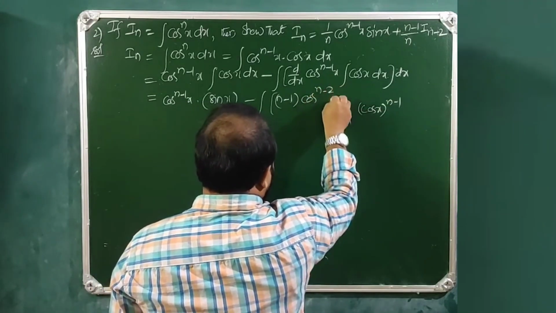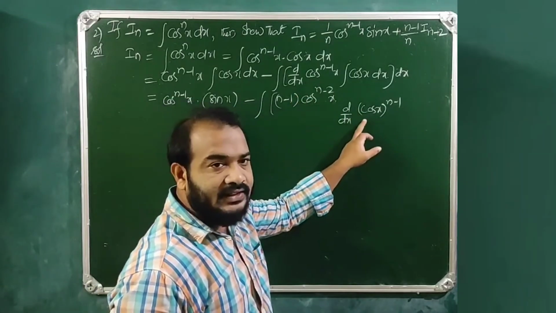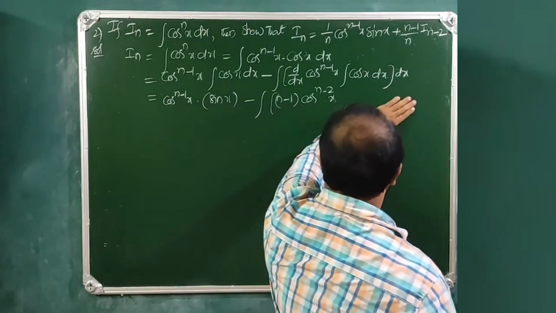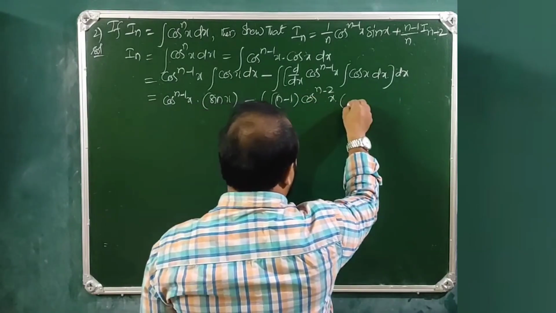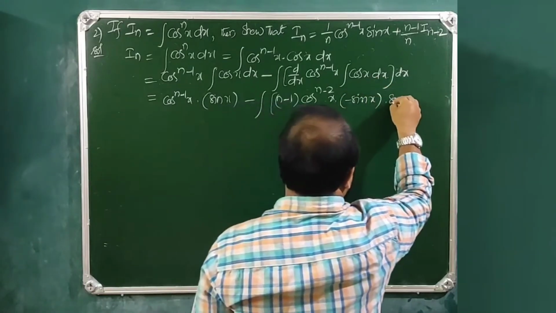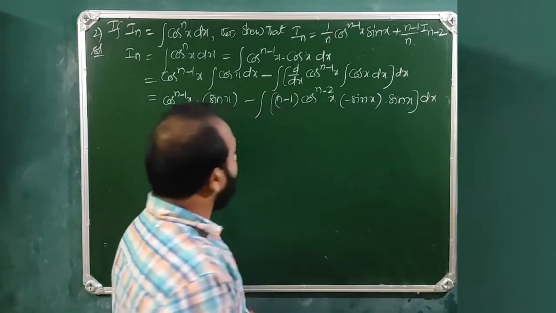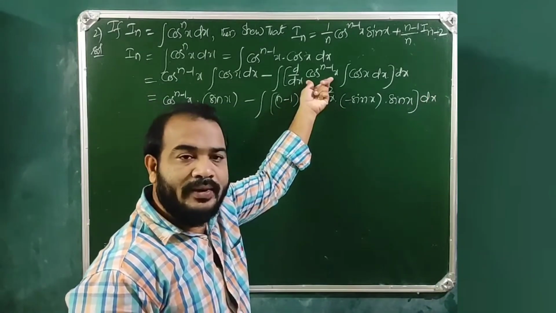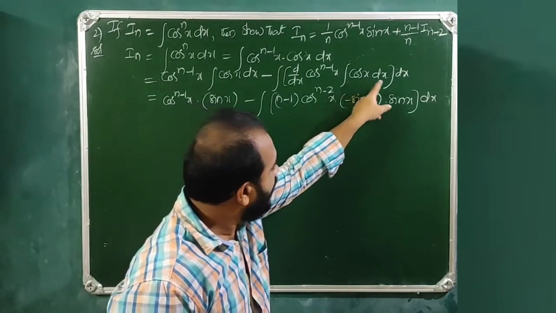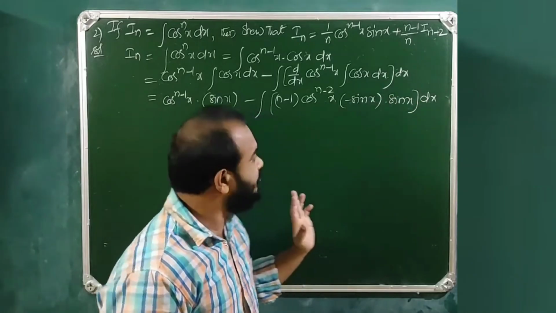Since cos x is treated to be x, we need to differentiate it later: into d by dx of cos x, which is minus sin x, into integral cos x dx, which is sin x, dx. Since cos x is treated to be x, into d by dx of cos x is minus sin x. Integral cos x dx is sin x, bracket closed, dx.